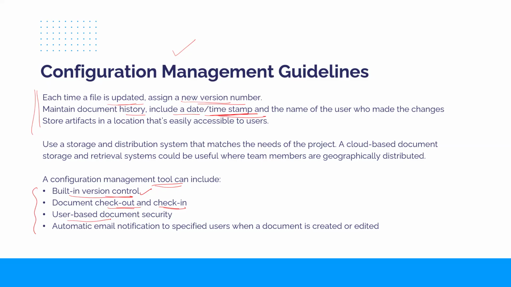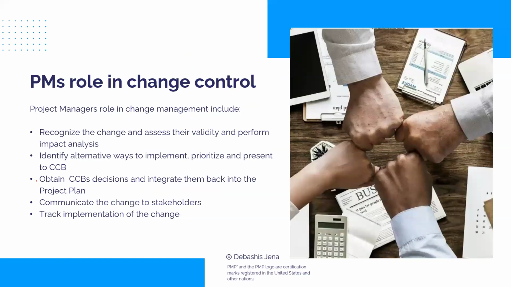User-based document security, access control, and all could be defined. And automatic email notification. This is a good one. If some artifact is changing, an automated email will go out to copy holders of that, notifying that a later version of this document has come. Okay, so that's a bit on configuration management. We good this far? Any questions?